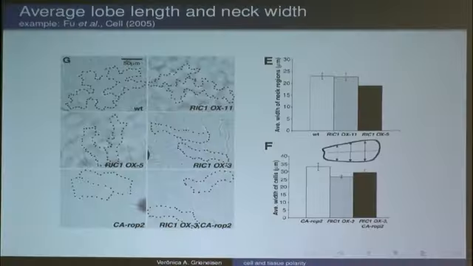So all of that we couldn't use because there is no landmark here. There is no start and end of that cell that you can distinguish. So anything where you need to say, oh, this is a tip or something like that, we can't. So all of those types of morphometrics that people use for fish and for skeletons, throw away. Okay. So basically, they use these average lobe lengths and neck widths.